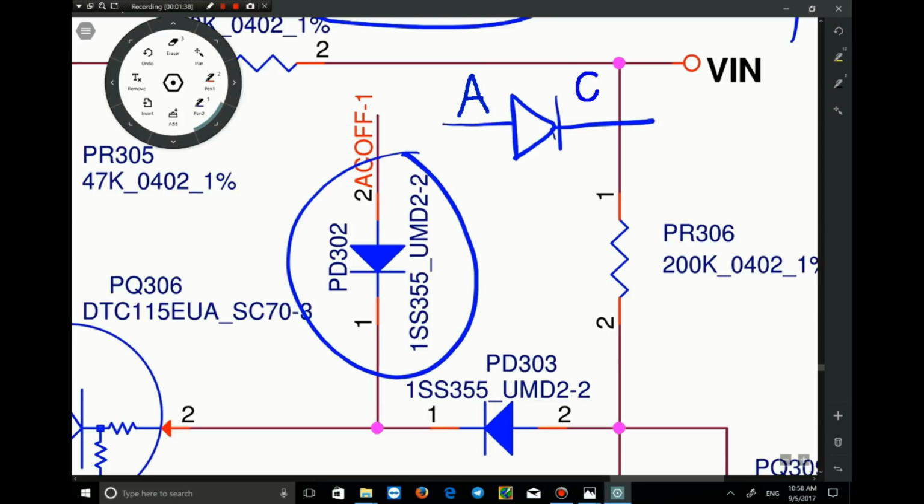The symbol of a diode is like this. This side is the cathode, and this side is the anode. PD302. PD302 is the second power diode of the battery block.